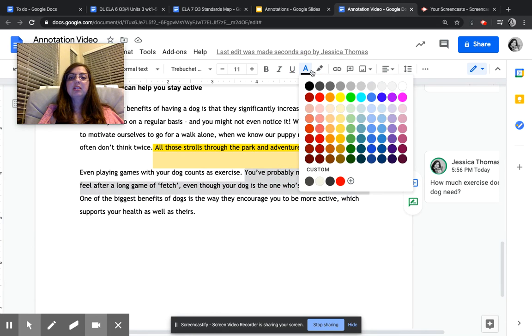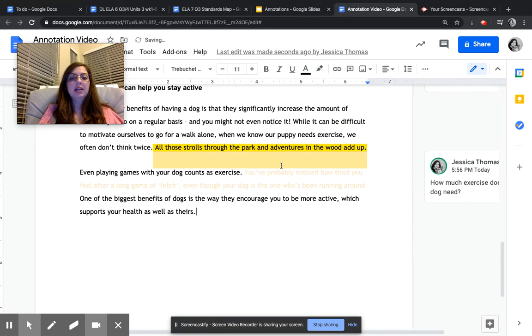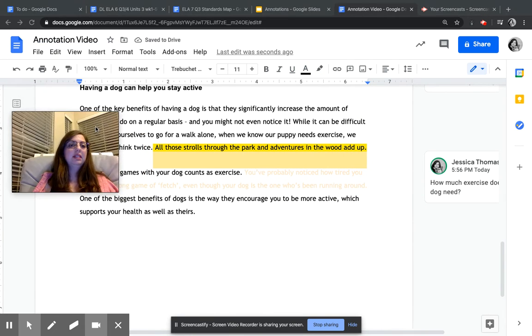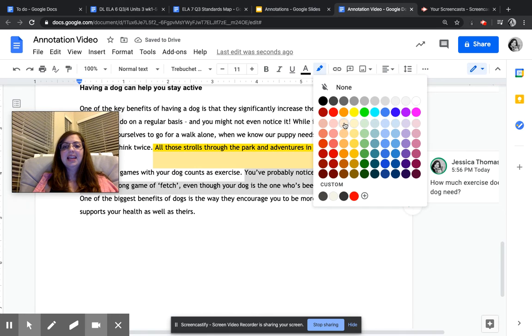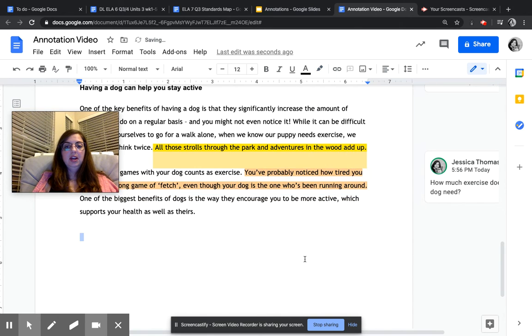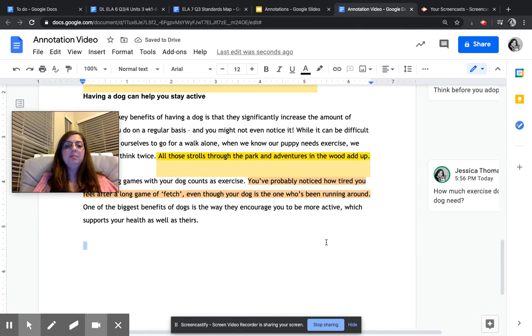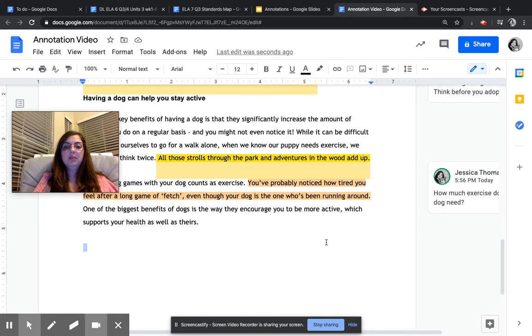Okay, I'm just going to do one more and then I'm going to let you guys get to work. Oh dear, doesn't that look weird? Let's go back and let's highlight that instead. Let's do that orange. Okay. One of the biggest benefits of dogs is the way they encourage you to be more active, which supports your health as well as theirs.